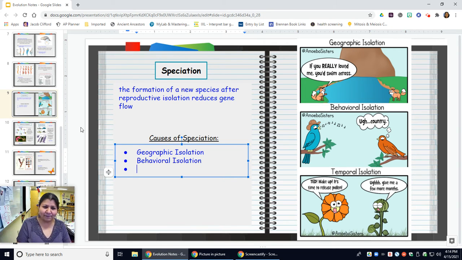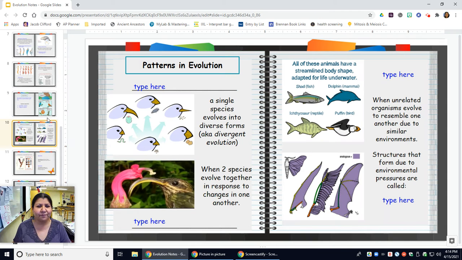And then we also have something like temporal isolation. Temporal isolation is when species reproduce at different times. This is actually one of the reasons why allergies can last the whole year round, because plants will release their pollen at different times of the year. There's more than this, but these are the three major ones when we're talking about creating different species.